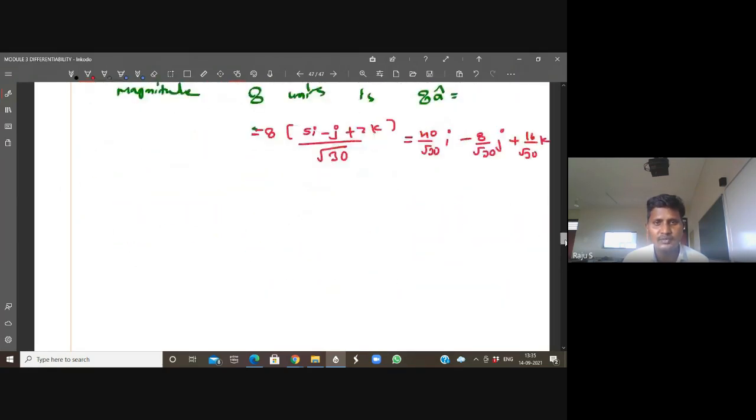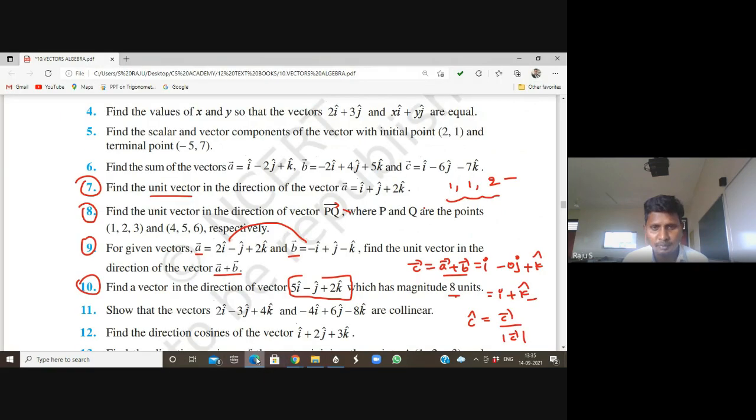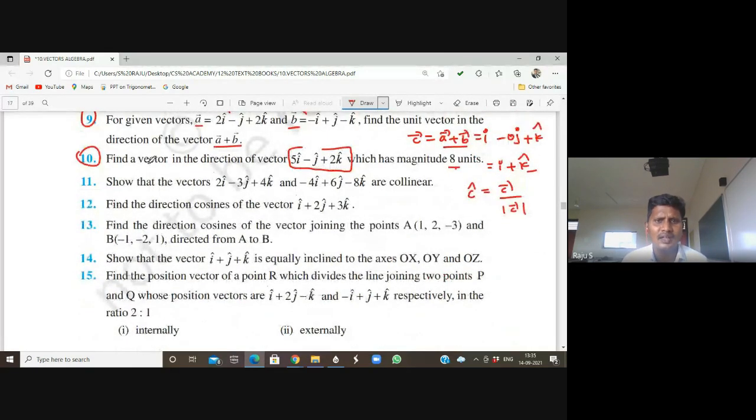Any doubts, students, in this question? I hope there are no doubts. We are coming to the next question, question number 11. Question number 11, very easy.